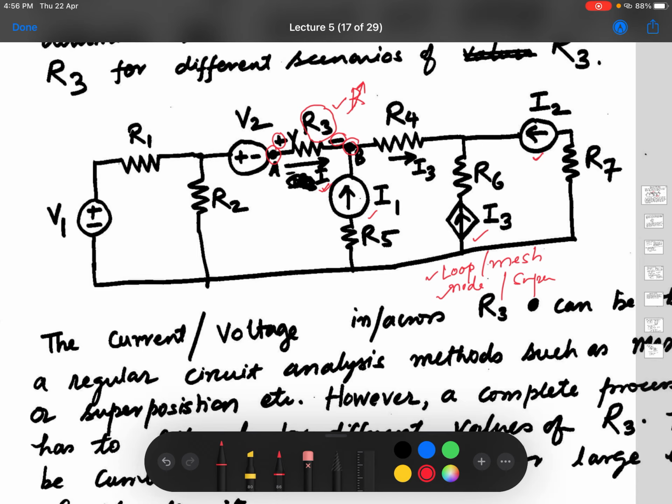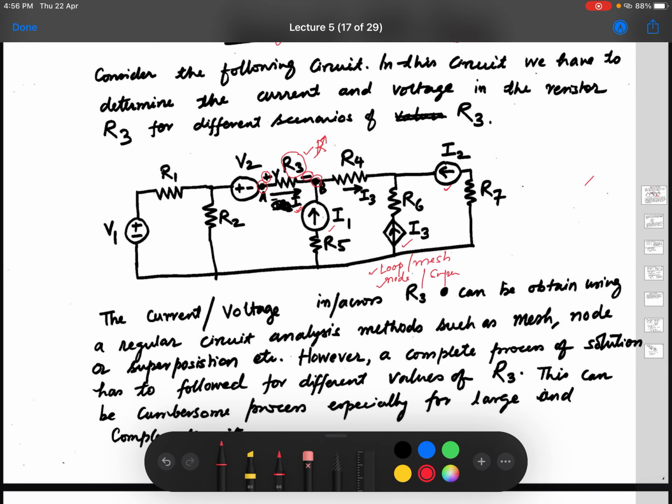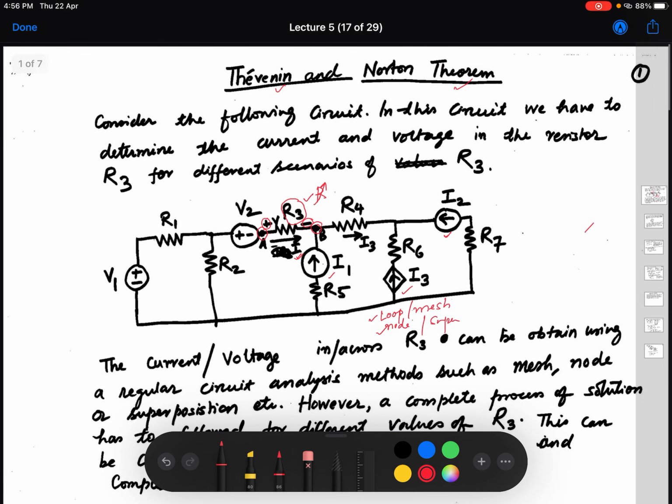The issue is, when R3 changes, we have to again resort to the same set of equations, rewrite those equations with the changed value of R3, and again find I. So if R3 is changing for different values, that many times you will have to write the equations and find this current. But essentially, most of the circuit remains unchanged except for the value of R3. So in this situation, the concept of Thevenin and Norton theorems comes in handy. Now let us see what it says.